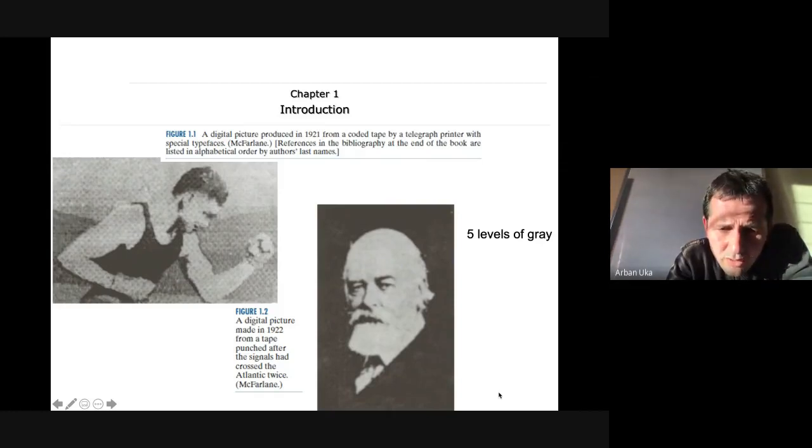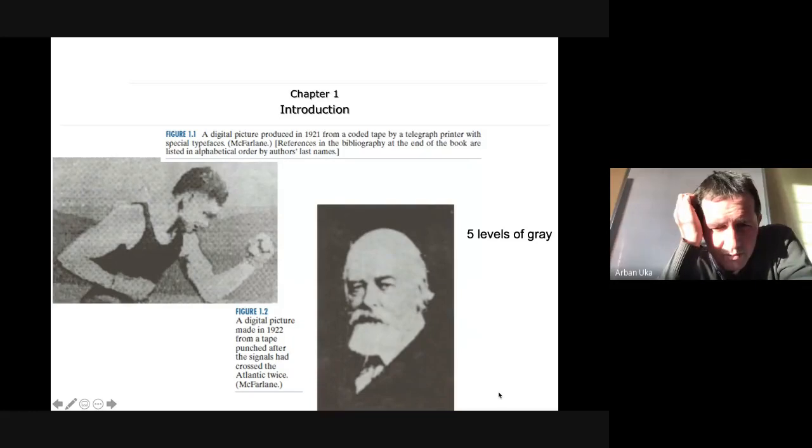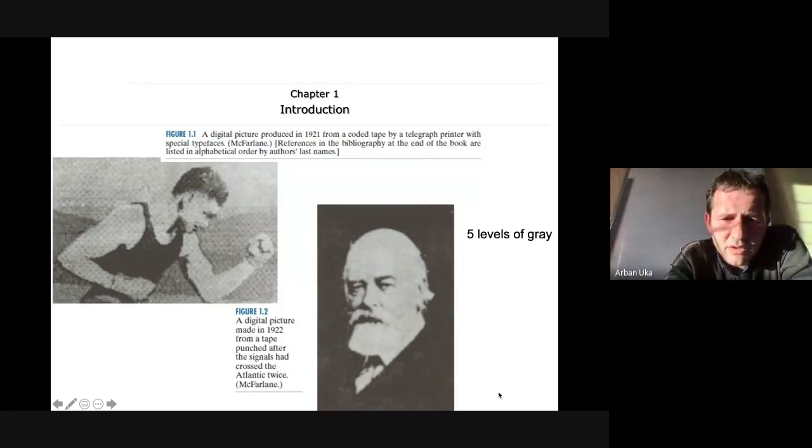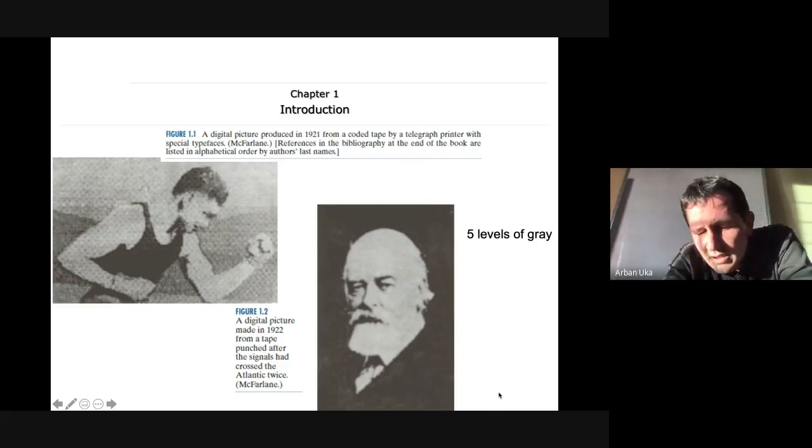And in 1922, apparently, we have another digital picture, which was made from a punched tape using signals that crossed the Atlantic twice. So the Atlantic Ocean was crossed after some technological developments made earlier in the 20th century, and apparently they could transmit this image with very low loss, or maybe no loss, depending on the original quality of the image. And this image that we see here had 5 different levels of gray.